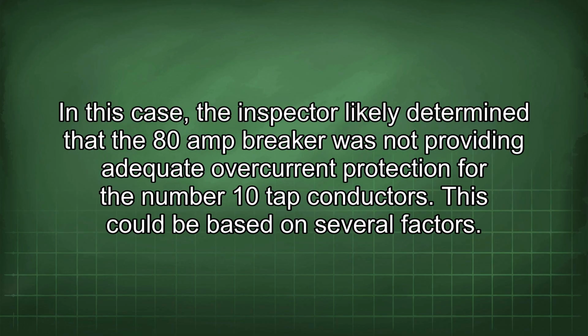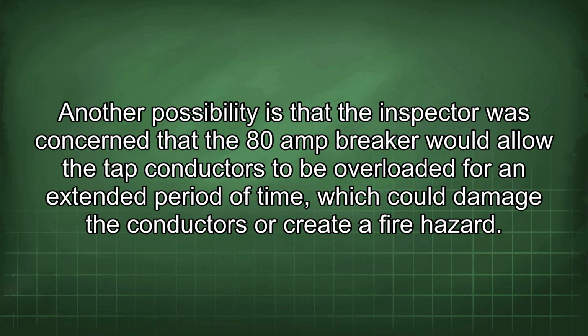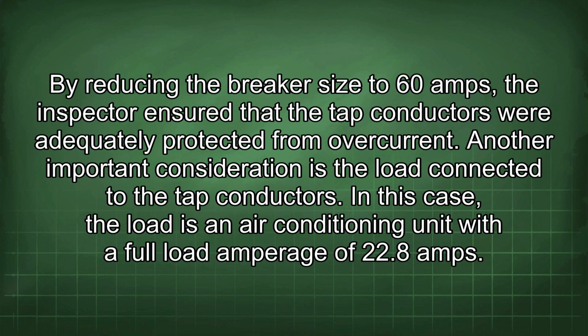In this case, the inspector likely determined that the 80 amp breaker was not providing adequate overcurrent protection for the number 10 tap conductors. This could be based on several factors. One possibility is that the inspector was concerned that the 80 amp breaker would not trip quickly enough in the event of a fault in the tap conductors. Another possibility is that the inspector was concerned that the 80 amp breaker would allow the tap conductors to be overloaded for an extended period of time, which could damage the conductors or create a fire hazard. By reducing the breaker size to 60 amps, the inspector ensured that the tap conductors were adequately protected from overcurrent.